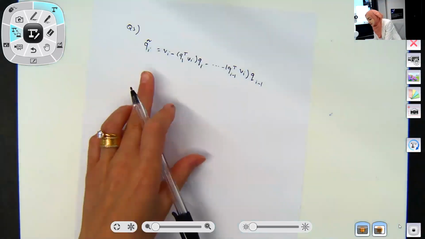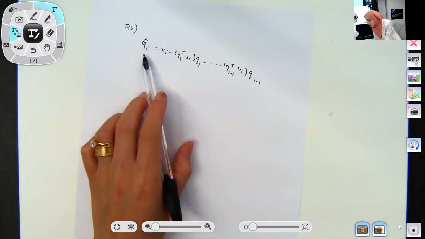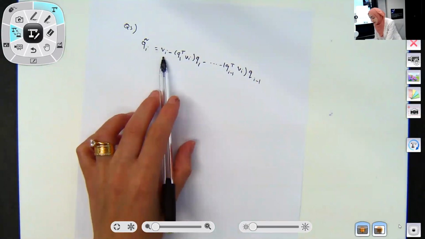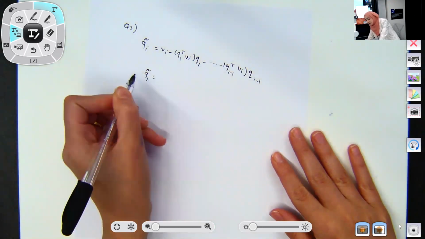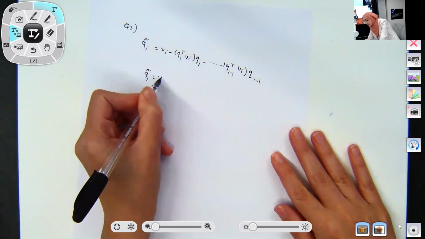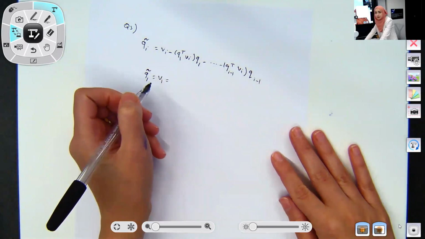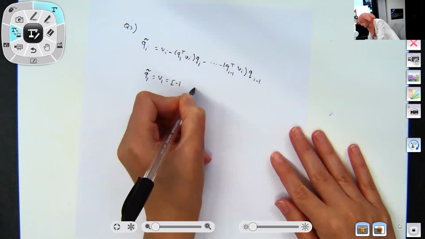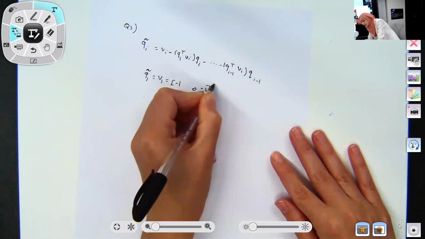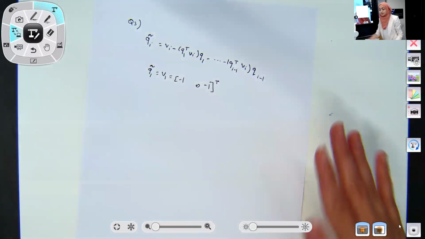If you try to find the Q1 tilde, you will get that the Q1 tilde equals V1. So we need to find the value of the Q1 tilde. The value of the Q1 tilde equals V1, and V1 from the question is equal to minus 1, 0, and minus 1. This is not equal to 0, so we will not stop here.